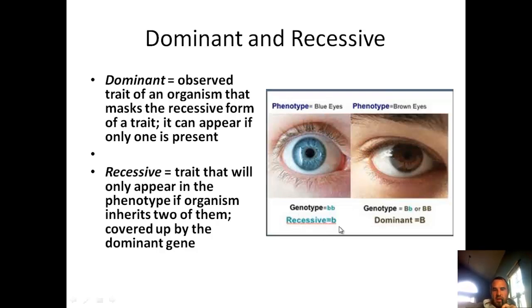That's shown over here. We've used big B and little b. We always use the big letter to represent the dominant trait, and the little letter to represent the recessive trait. So here we see you could have a big B and little b, or big B and big B, and you have brown eyes. And here you've got blue eyes. Little b, little b is the only way to have that recessive trait.